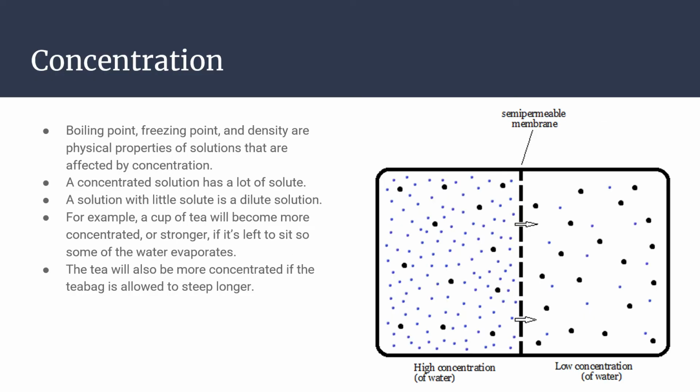Boiling point, freezing point, and density are physical properties of solutions that are affected by concentration. A concentrated solution has a lot of solute. A solution with little solute is a dilute solution. For example, a cup of tea will become more concentrated, or stronger, if it's left to sit, because some of the water evaporates. The tea will also be more concentrated if the tea bag is allowed to steep longer.